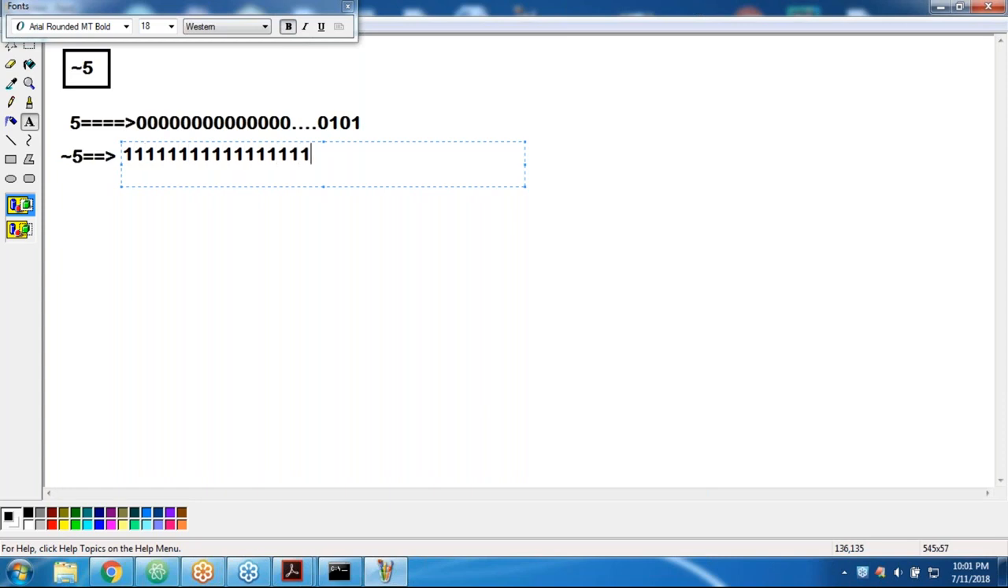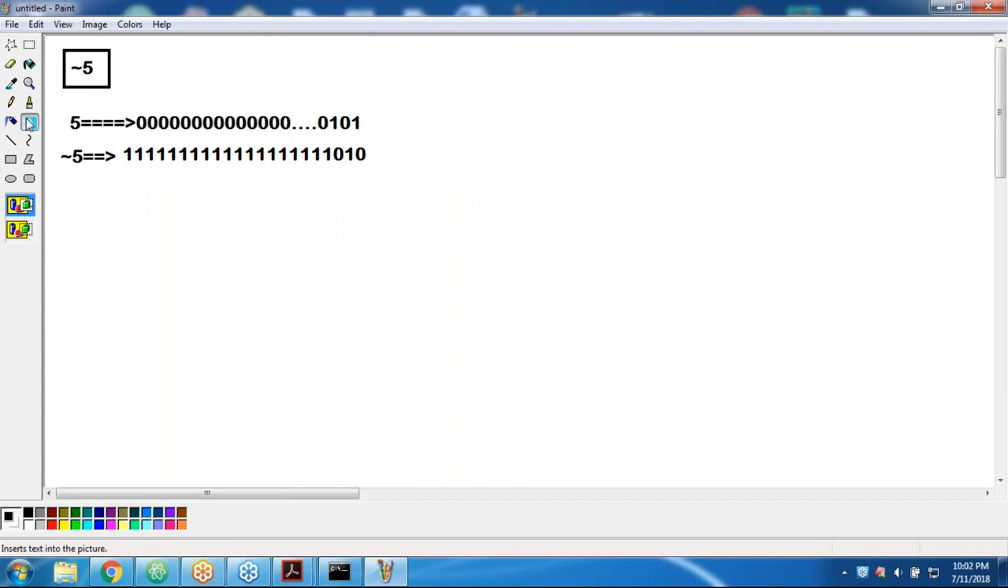1 1 1 1 1 1 1 0 1 0 1 0. Sir, very simple. Bitwise complement means interchange zeros and ones. 0 will be replaced with 1, 1 will be replaced with 0. Whatever value is represented by this combination is the negation of 5.